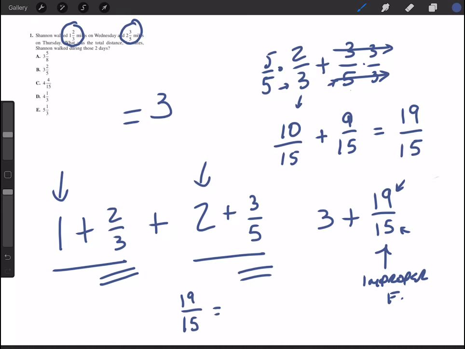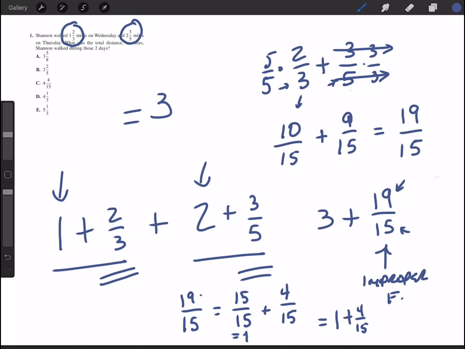Well, 19/15 would be the same as 15 over 15 plus, well, 15 plus 4 is 19, so plus 4/15. Think about it: 4 plus 15 is 19/15. Well, 15 over 15 is really equal to 1.